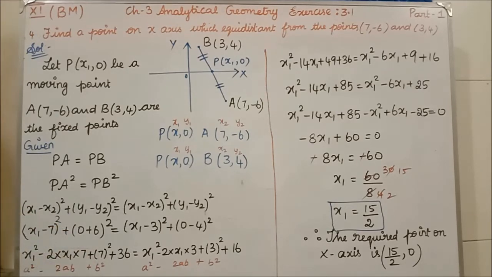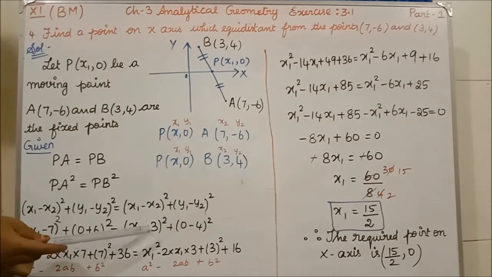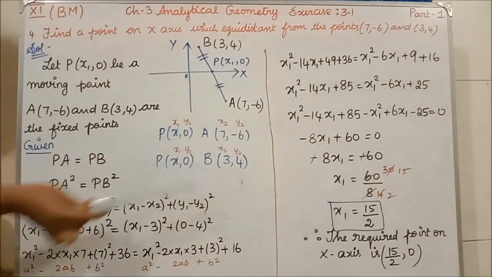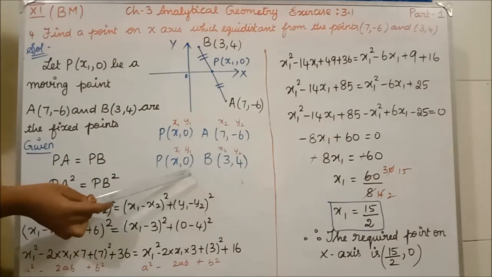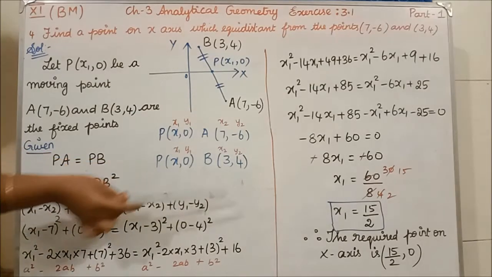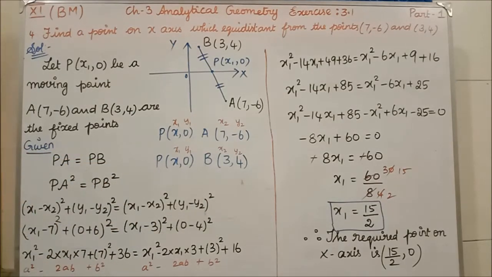Y1 is what? 0. If you see here, y1 is 0. Here the formula is y1 minus y2. Here also minus, so it will become plus 6, whole square, is equal to x1 minus x2, here x2 is 3, whole square, plus again y1 is 0 minus y2 is 4, the whole square. Clear? Everywhere what formula are we applying? The same formula, a square minus 2ab plus b square. Then here 0 plus 6 the whole square means just 6 alone you will get. Isn't it? So 6 if you square you will get 36.